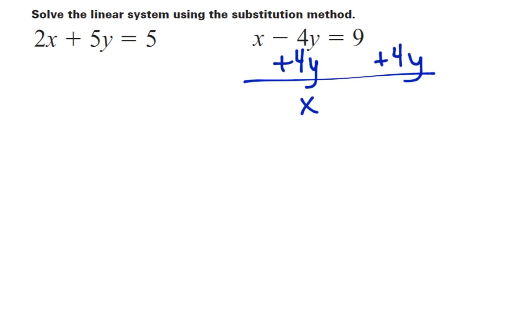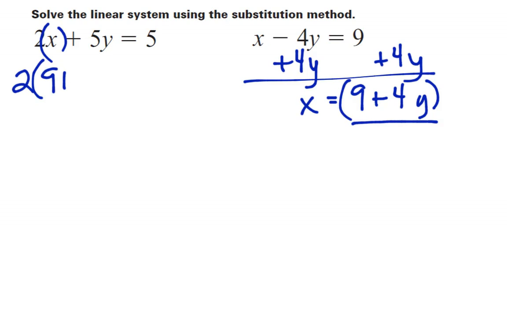and now I've got x is equal to 9 plus 4y. This expression is going to be replaced, it replaces x in the other equation. So x is going to become 9 plus 4y over in the first equation. 2 times 9 plus 4y, that needs to be distributed in a moment, plus 5y equals 5. So now I have an equation that only has y's in it. Let's distribute and simplify and solve for y.